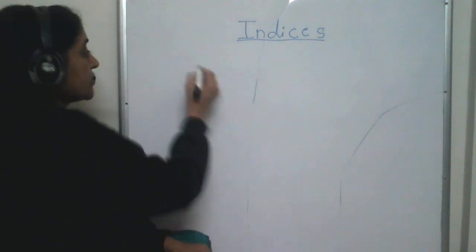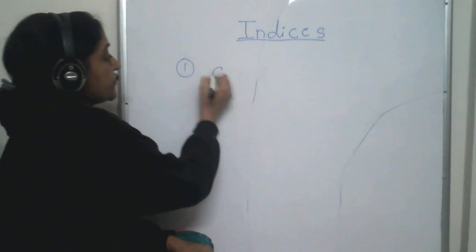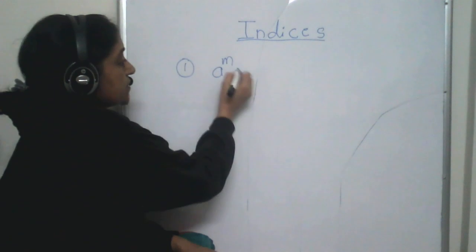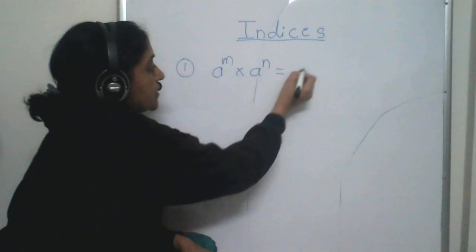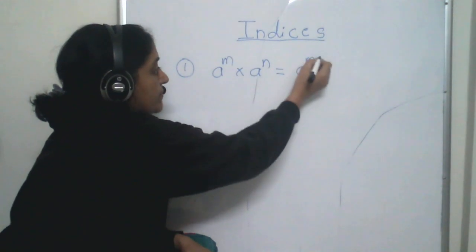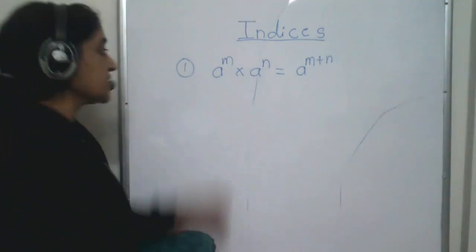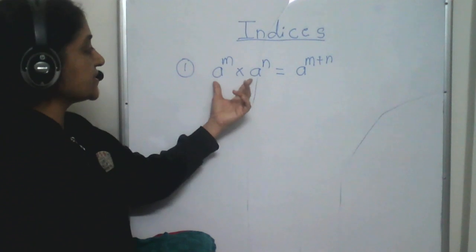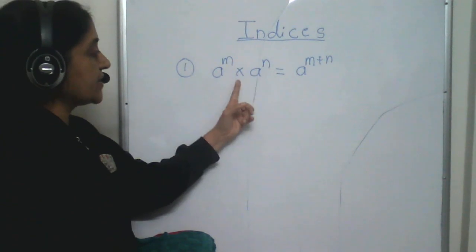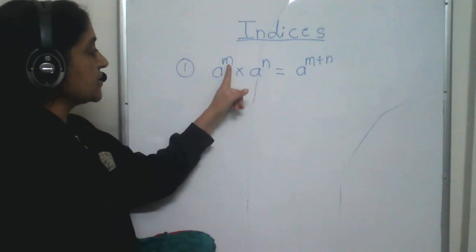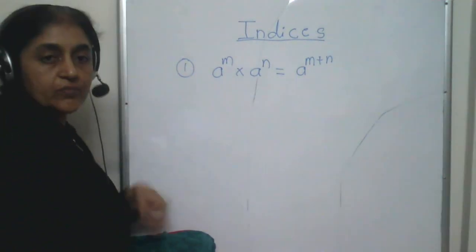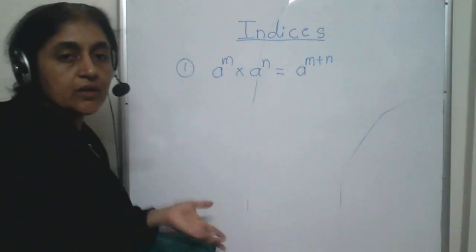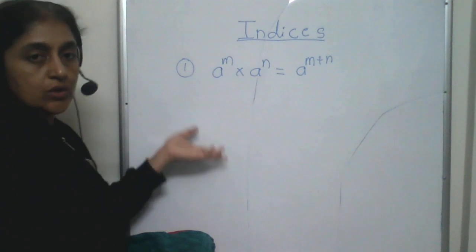So, the easiest one is a to the power m into a to the power n is equal to a to the power m plus n. This means when the bases are the same and they are in multiplication, their exponents are going to be added. I will keep giving an example for every law.